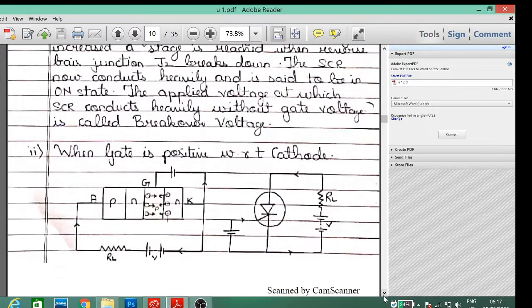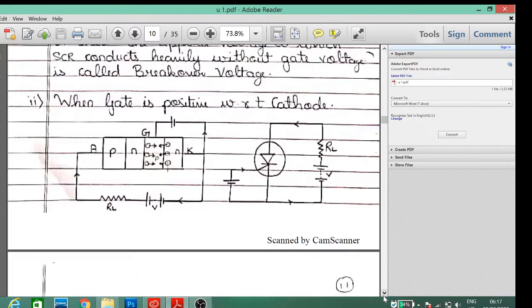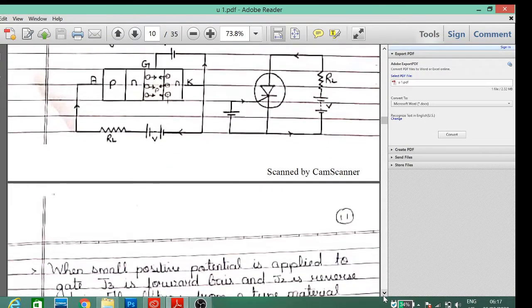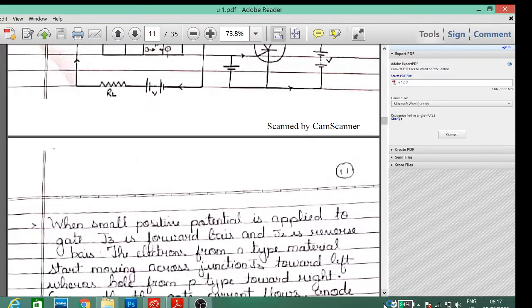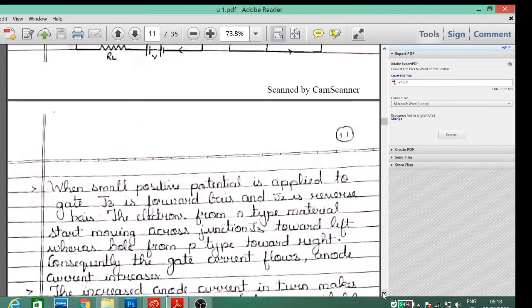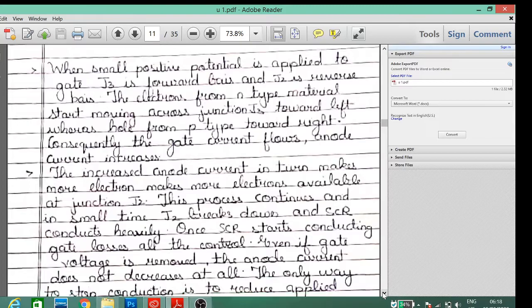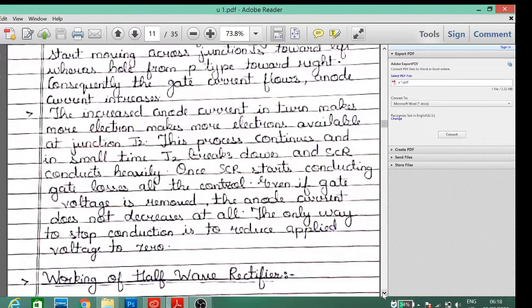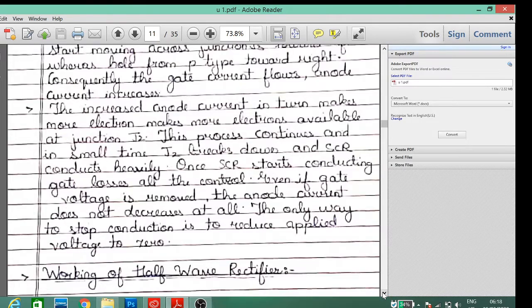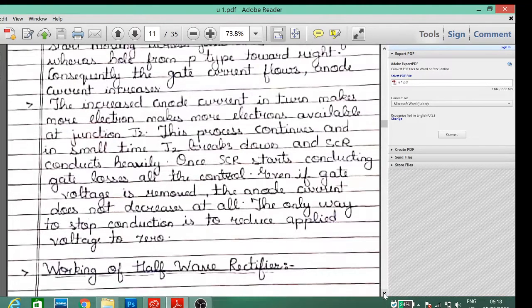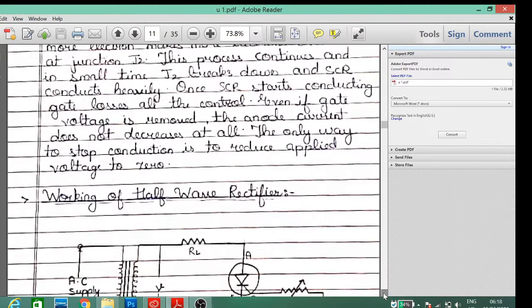When the gate is positive with respect to the cathode, if we supply a small positive voltage to the gate, J3 is forward biased and J2 is reverse biased from the N type. And what will happen? It will start conducting before the breakover voltage. There are two ways to turn on the SCR, but there is only one way to turn off the SCR, by reducing the anode current.